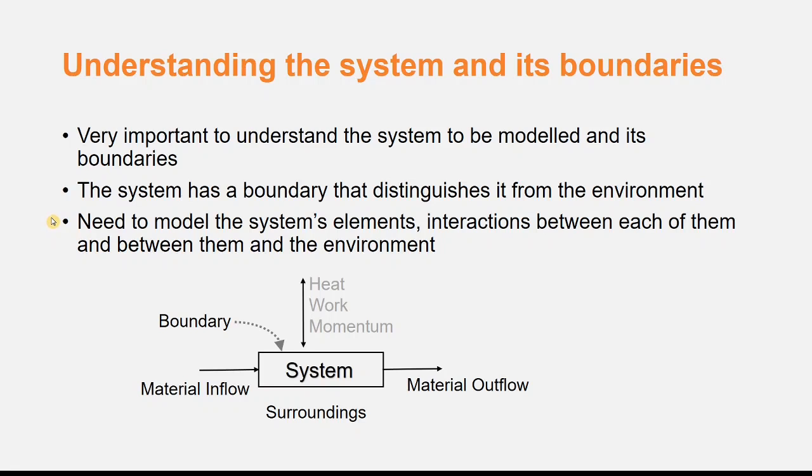As you may recall, we define 3 types of system. Isolated, where the system can exchange no energy, momentum, or material with the surroundings. Closed, where no material is exchanged, but the system can exchange energy in the form of heat and work, and momentum, an external force such as gravity, with the surroundings. And open, where material can enter and leave the system, as well as there being interactions in the form of energy and momentum.